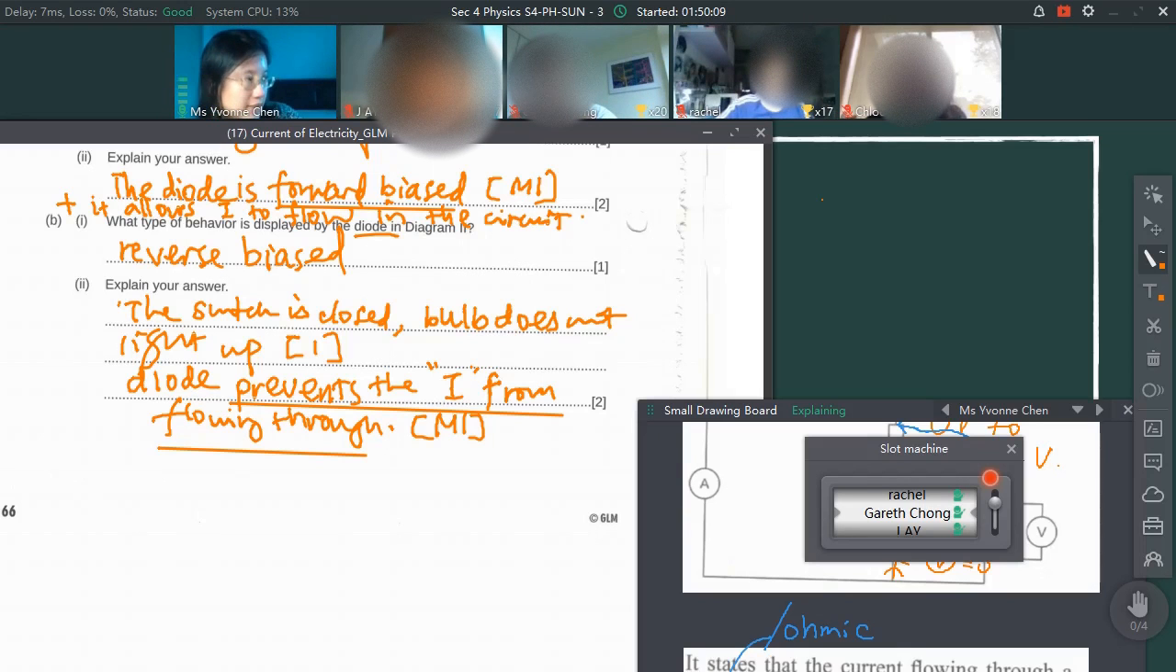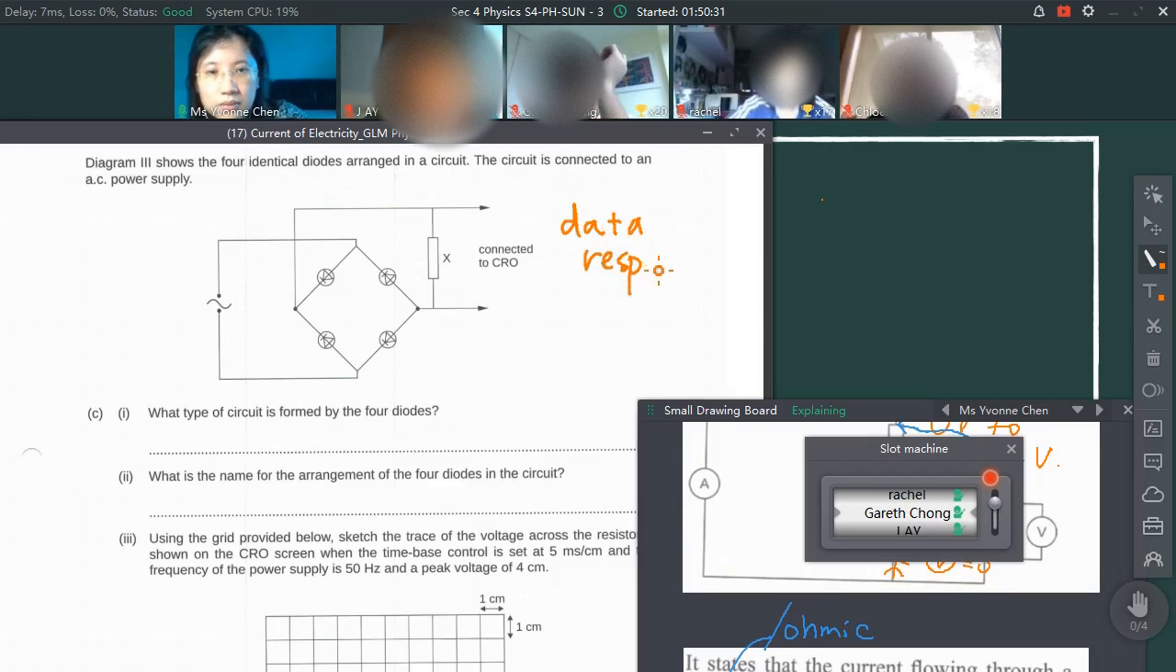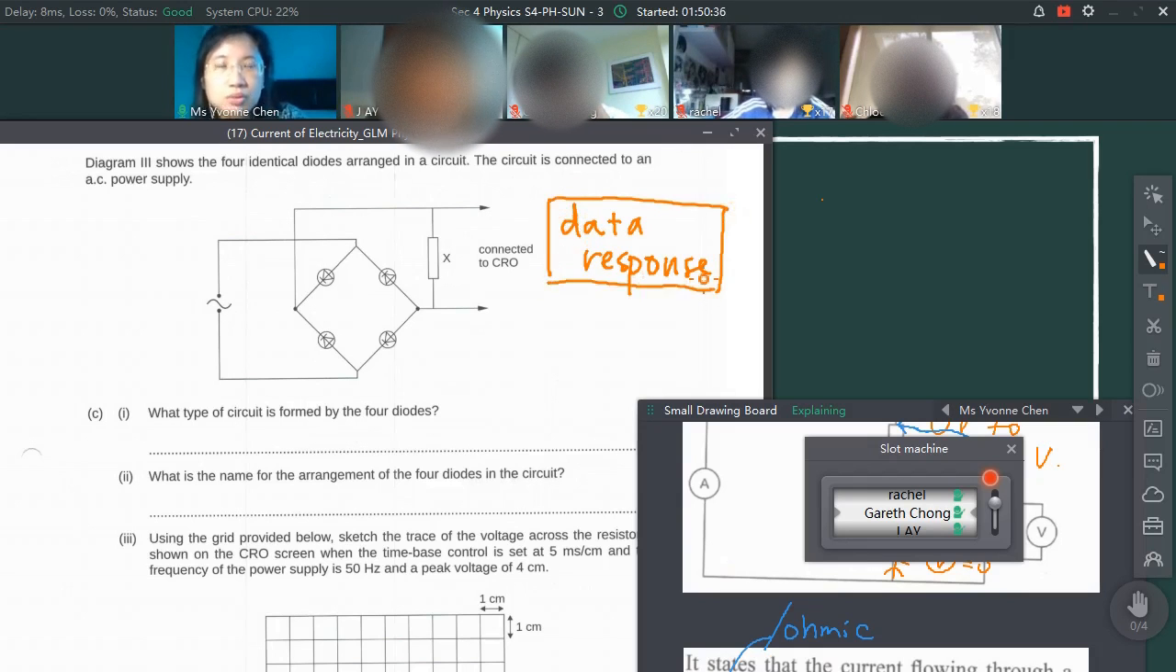Okay, now let's look at part C for question 9. Class, part C is not exactly in your syllabus. It's a higher order question, so they may give it to you as a data response question. For paper 2, section B, there's one long question as a data response. They may give you some description of how this works.